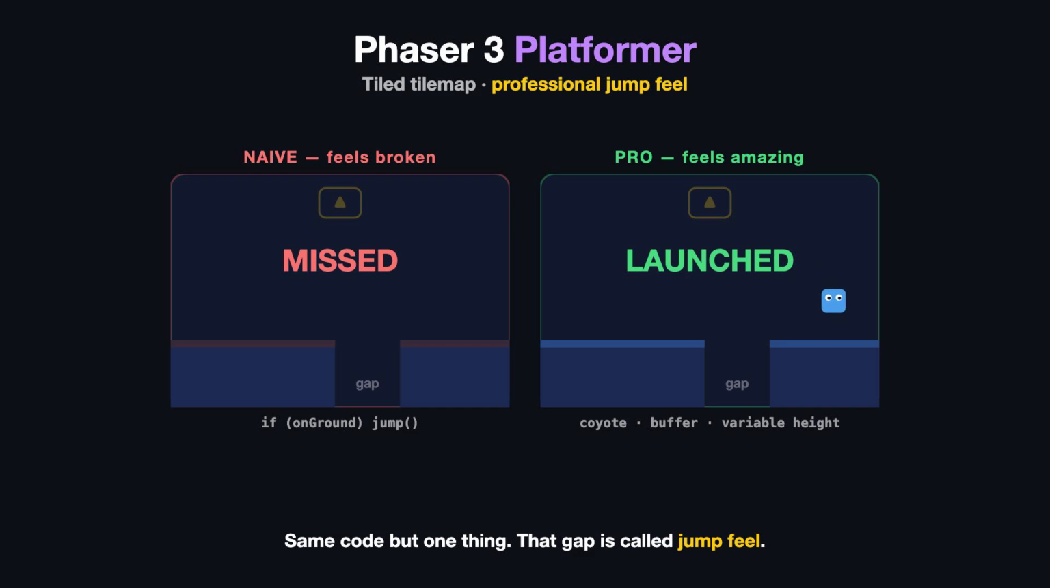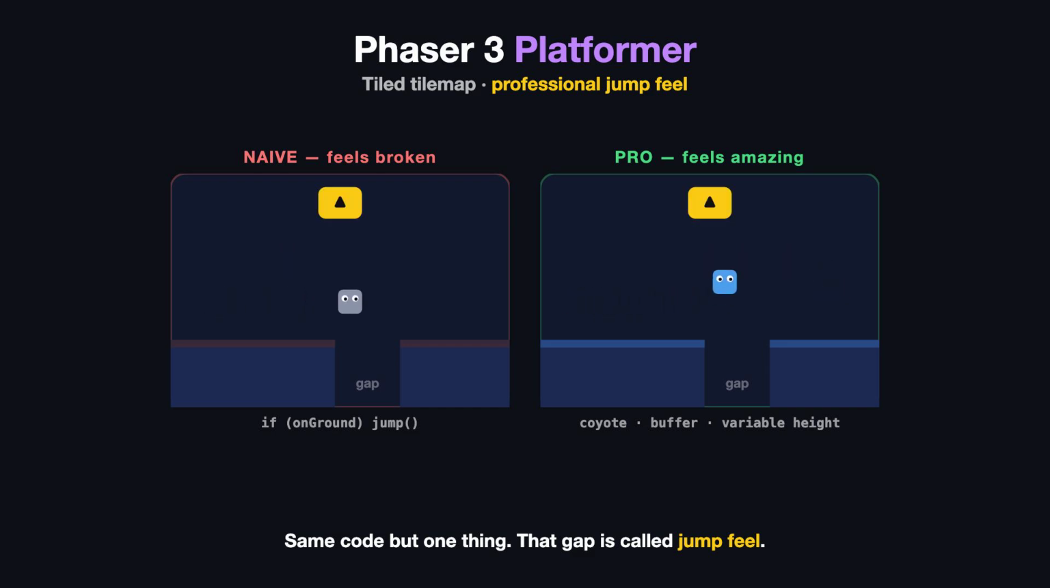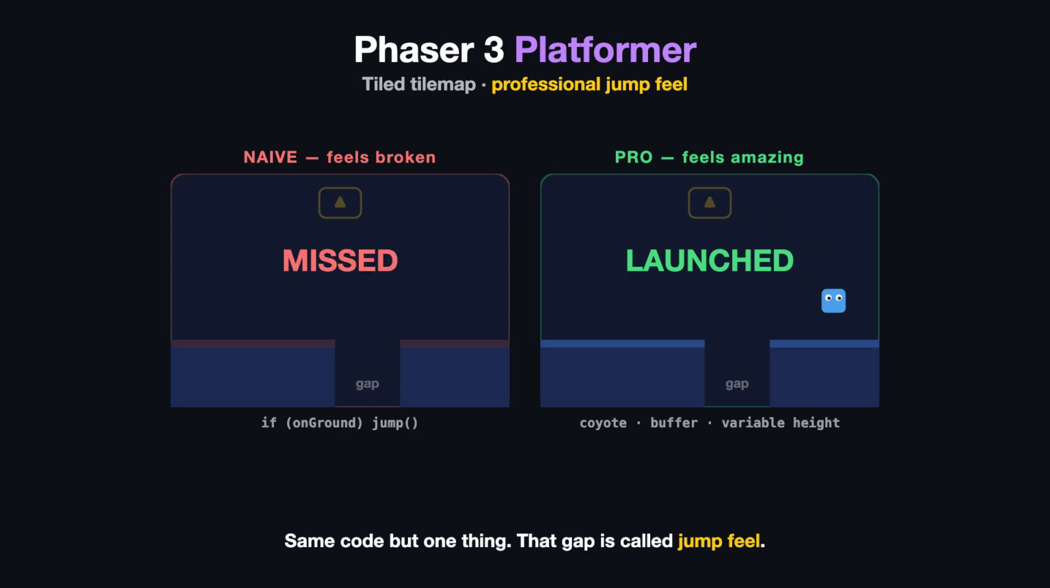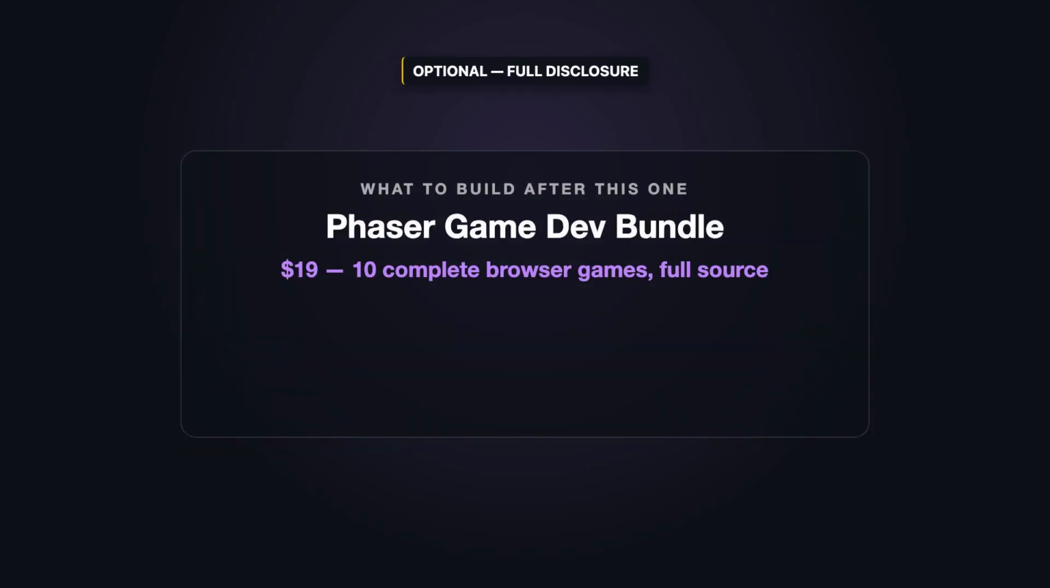That gap has a name. It's called jump feel, and by the end of this Phaser 3 tutorial you'll code all 3 tricks the pros use. One quick, honest heads up before we open the editor.